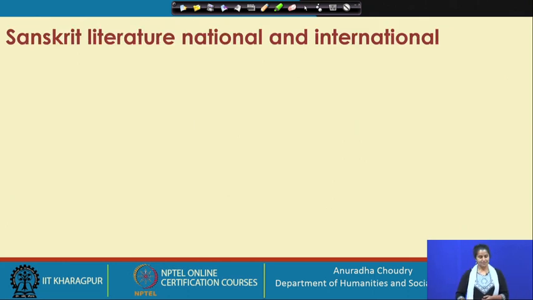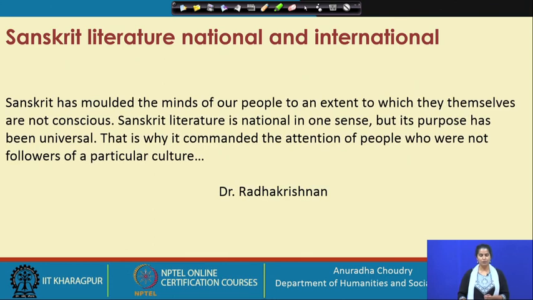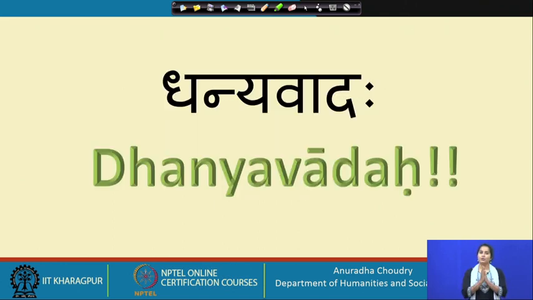So saying this, I would like to just share with you a beautiful quotation by Dr. Radhakrishnan. He says, "Sanskrit has molded the minds of our people to an extent to which they themselves are not conscious. Sanskrit literature is national in one sense, but its purpose has been universal. That is why it commanded the attention of people who were not followers of a particular culture." So, Dhanyavadaha.